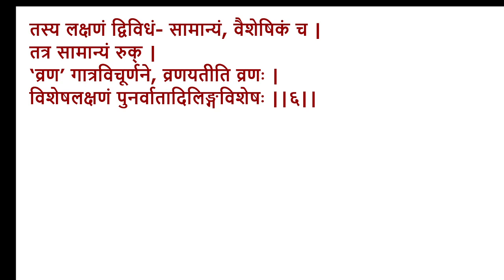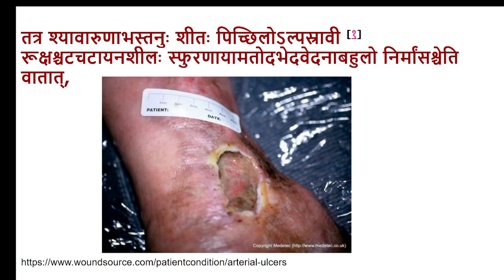Vishesha lakshanam tu punar vata liṅga vishesha. Due to the involvement of the doshas, there would be specific clinical symptoms and signs of the doshas. Tatra shyavaruṇabhaḥ tanuḥ shītaḥ pichchhilo alpasrāvī rūkṣaḥ chaṭachaṭāyanashīlaḥ sphuraṇa āyāmatodabhedavedanābahulaḥ nirmāṃsashcheti vātāt. The Vataja Dushtavrana would have either a bluish or somewhat dark red color, and the temperature around the area may be lesser than normal, subnormal temperature is possible, and the surface would have lesser discharge. There may not be much discharge, and the surface may look dry.